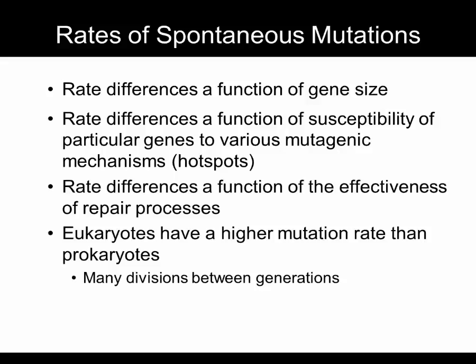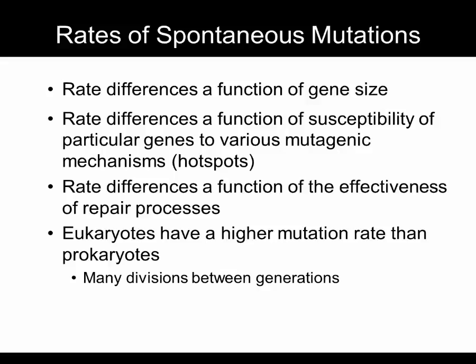The difference between eukaryotes and prokaryotes can be explained by the number of divisions. In a single-celled organism, one division is one generation. But in multi-celled organisms, there are many divisions that occur between when a zygote is first formed and when that individual is ready to make gametes of its own. And each division is a chance for mutations to occur. It's also been hypothesized that diploid organisms are more tolerant of mutations than haploid organisms because they have 2 copies of each gene.